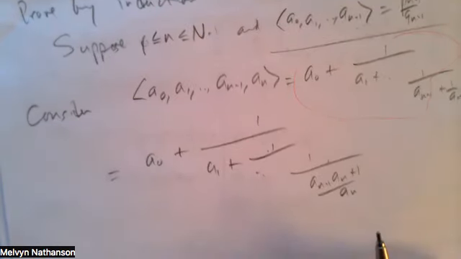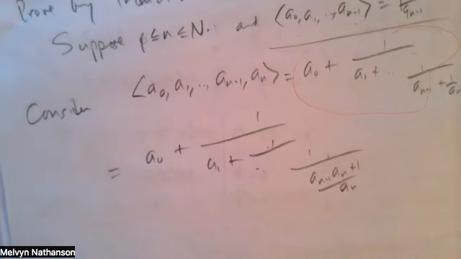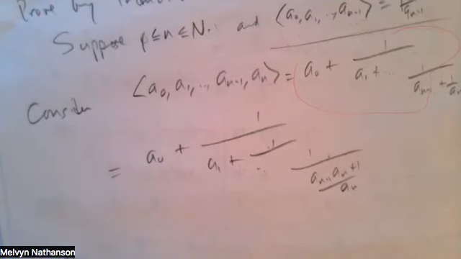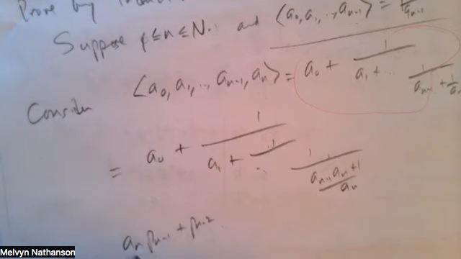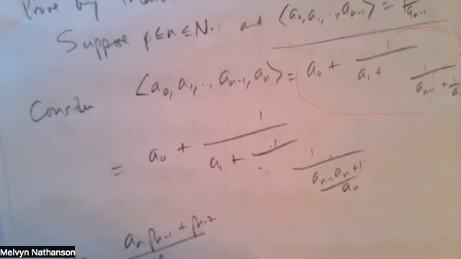Let me try and see if I can write this in an easier way. Suppose we look at Pn over Qn. So Pn is An, Pn minus 1 plus Pn minus 2, and Qn is An, Qn minus 1 plus Qn minus 2. Let's see, what is this?